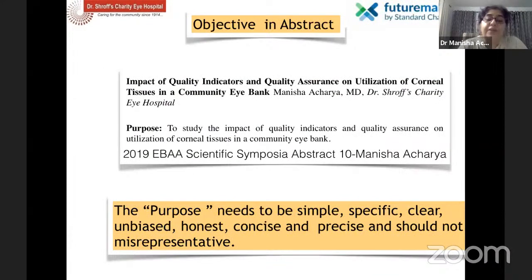The objective should be simple, specific, unbiased, honest, concise, and precise. Again, that should not be misrepresentative. You're thinking of something big and you're not able to achieve it. So here we put in the purpose as to study the impact of quality indicators and quality assurance measures on utilization of corneal tissues in a community eye bank.